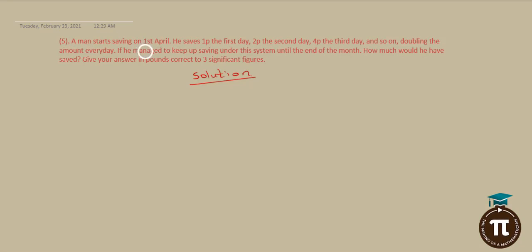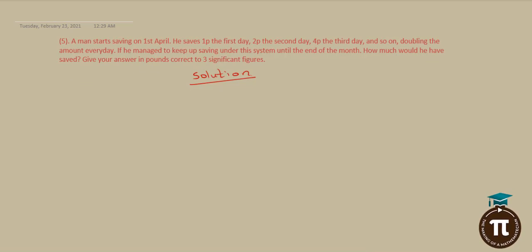A man starts saving on the 1st of April. He saves 1p the first day, 2p the second day. The p is a unit, actually. 4p the third day and so on, doubling the amount every day. If he manages to keep up saving under this system until the end of the month, how much would he have saved? Give your answer in pounds correct to 3 significant figures.